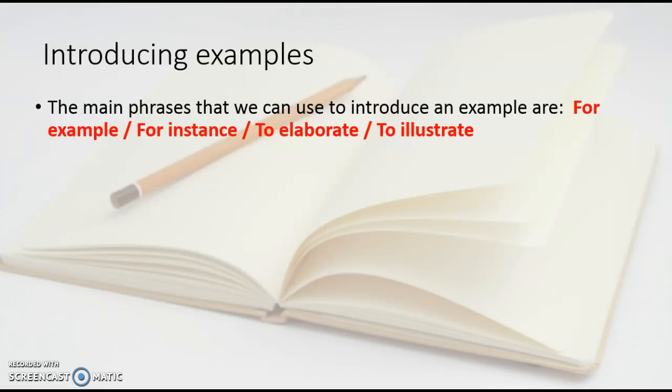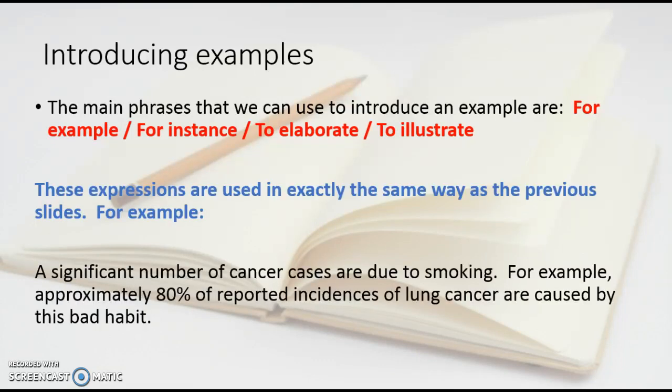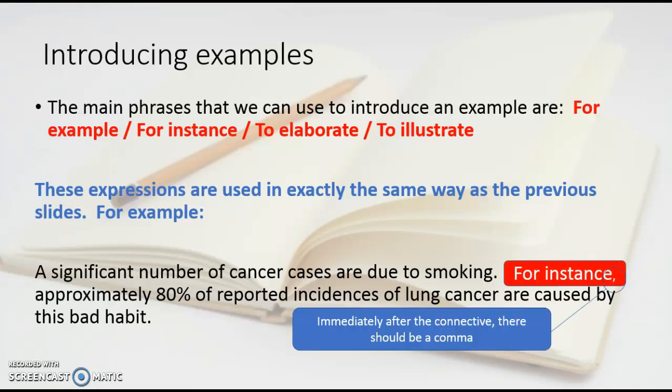Now, if we're introducing examples, again, the phrases that we can use are "for example", "for instance", "to elaborate" and "to illustrate". And in exactly the same way, it's at the beginning of a second sentence, followed by a comma, and then a clause afterwards. So, a significant number of cancer cases are due to smoking, and then I've reworded the paragraph that we looked at before. So, full stop, "For example", comma, approximately 80% of reported incidences of lung cancer are caused by this bad habit.